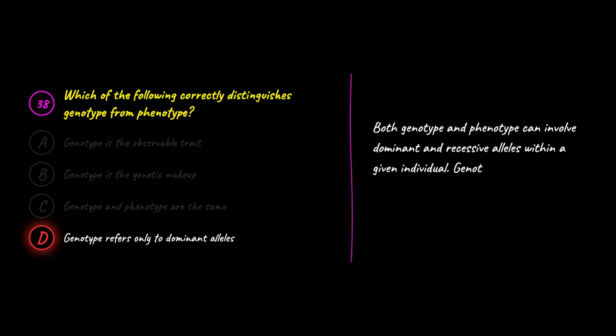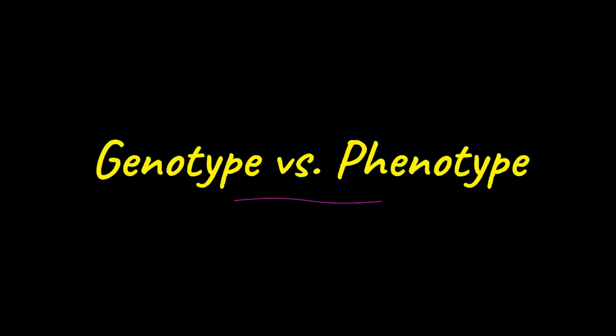Genotype includes any combination of alleles, and phenotype reflects the trait that results, regardless of which alleles are dominant or recessive. Genetics separates the genetic instructions an organism carries from the observable traits those instructions produce. These two concepts, genotype and phenotype, are distinct, and mixing them up causes errors throughout any inheritance problem.